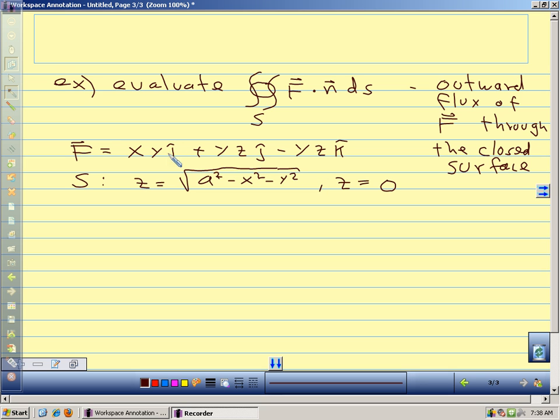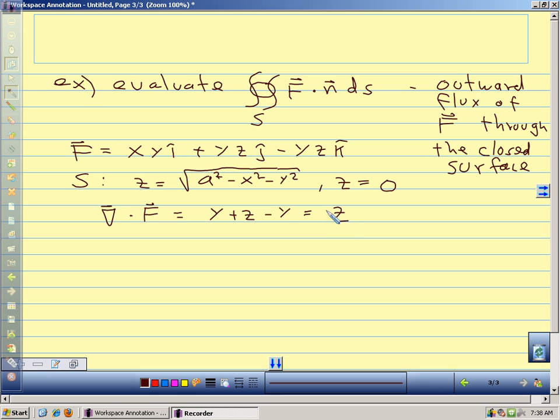Now we know how to evaluate this surface integral. In order to evaluate it for the closed surface, we would have to evaluate the surface integral over the top portion, the hemisphere, and we would also have to evaluate the surface integral for the bottom portion. So we would have two surface integrals to consider. Well, by the divergence theorem, since we have this closed surface, we can just evaluate the triple integral of the divergence. So we're going to calculate the divergence. Del dot F is just y plus z minus y, so we just have z.